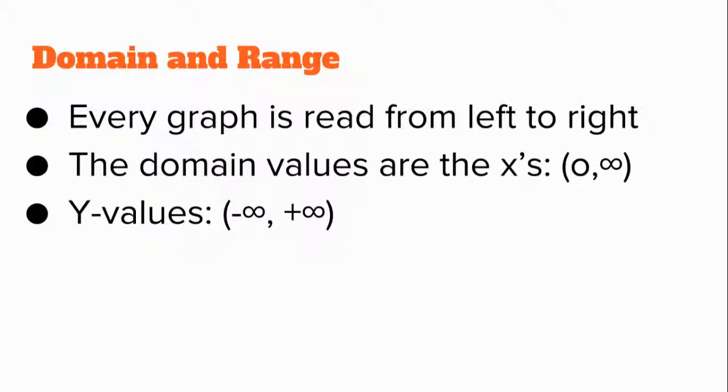So the domain and range. Every graph is read from left to right. So the domain is always the x's, which for our graph was (0, infinity). And the y values, the range, were negative infinity to positive infinity for our graph.